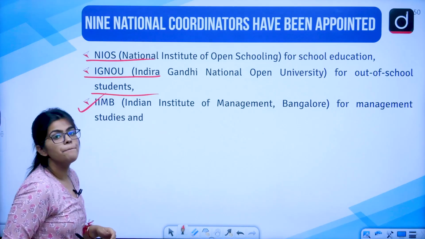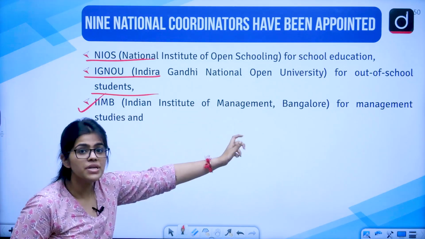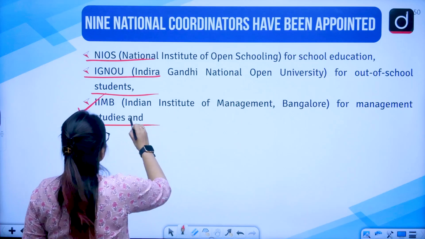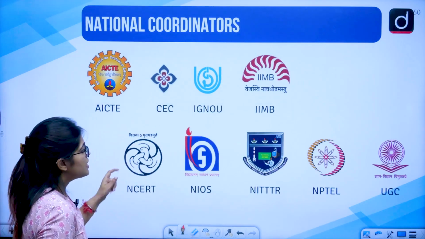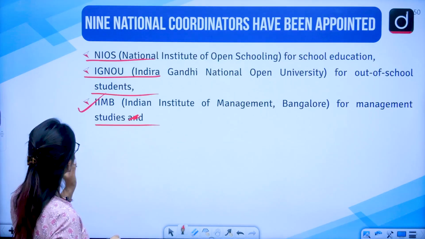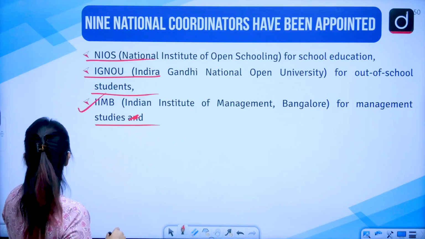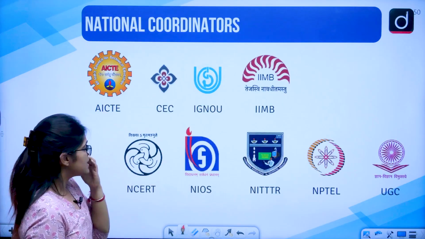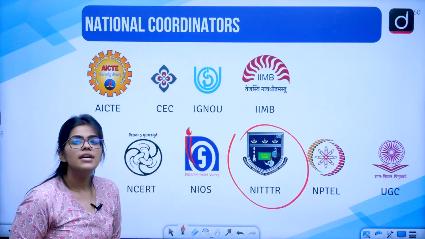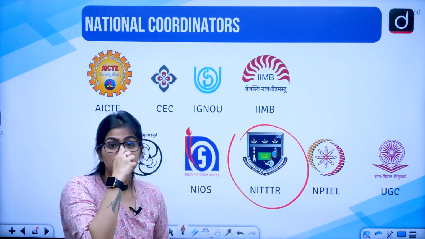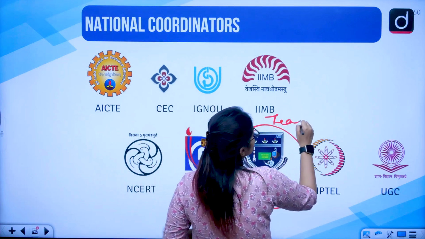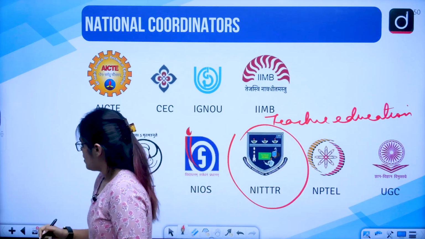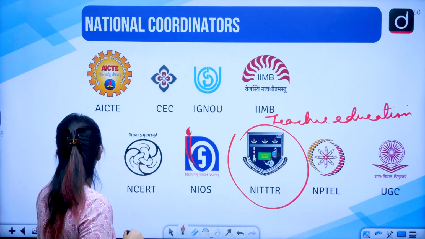Then you have IIMB, that is the Indian Institute of Management, that is present in Bangalore, will look for management and management studies. So these are the few courses, and I believe the last one is left. We have 1, 2, 3, 4, 5, 6, 7, 8. Yes, last is left, and that is NITTR. This is looking for the teacher education. So these are the courses that are related to teacher education. Right? Let us move forward.